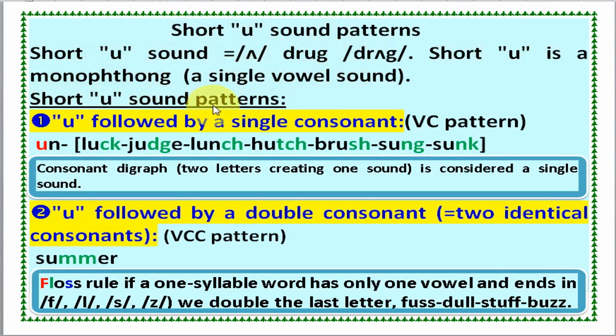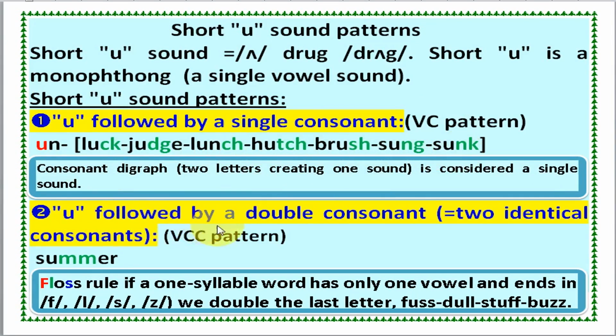Short U sound patterns. U followed by a single consonant, VC pattern, like "an". Consonant digraph, which means two letters creating one sound. A consonant digraph is considered a single consonant or a single sound. So we have luck, judge, lunch, hatch, brush, song, sunk.